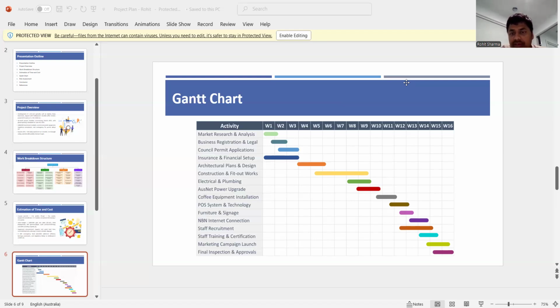Power upgrade is in weeks 9 to 10. Coffee equipment installation is 10 to 11. POS system and technology is 11 to 12. Furniture and signage is in weeks 12 to 13. Internet connection is 13 to 14. Staff recruitment is 14 to 15. Marketing campaign launch is 15 to 16. And final inspection and approval is definitely in weeks 15 and 16. So these are the things.